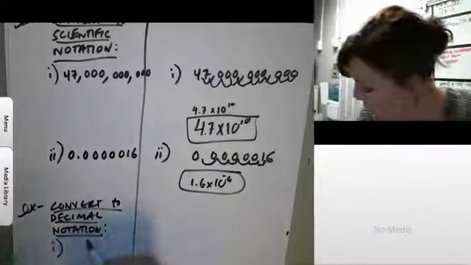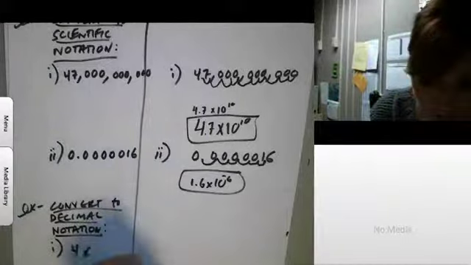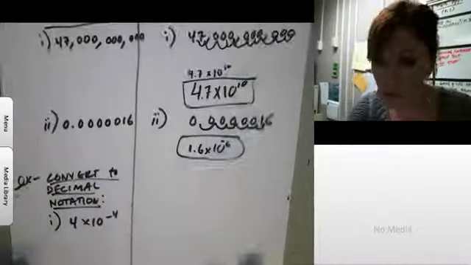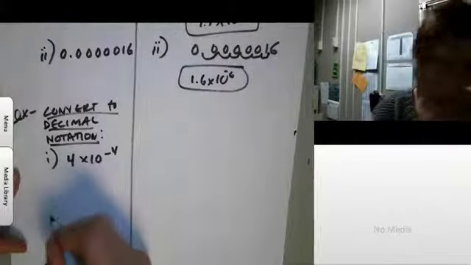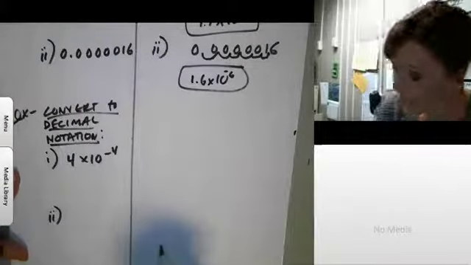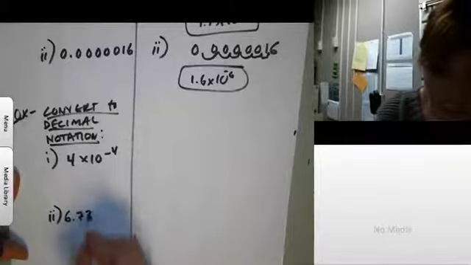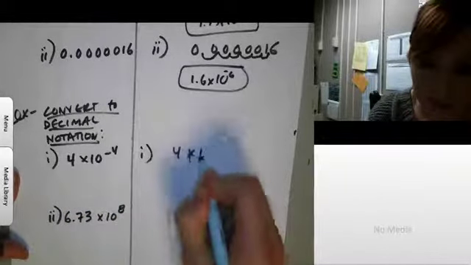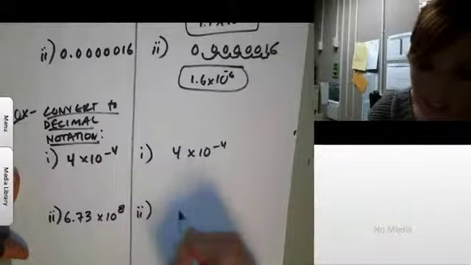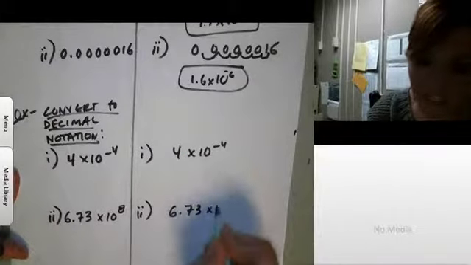So, here we go. 4 times 10 to the negative 4th. Let's move this up so you all can see. And the second one is 6.73 times 10 to the positive 8th. 4 times 10 to the negative 4th and 6.73 times 10 to the 8th.